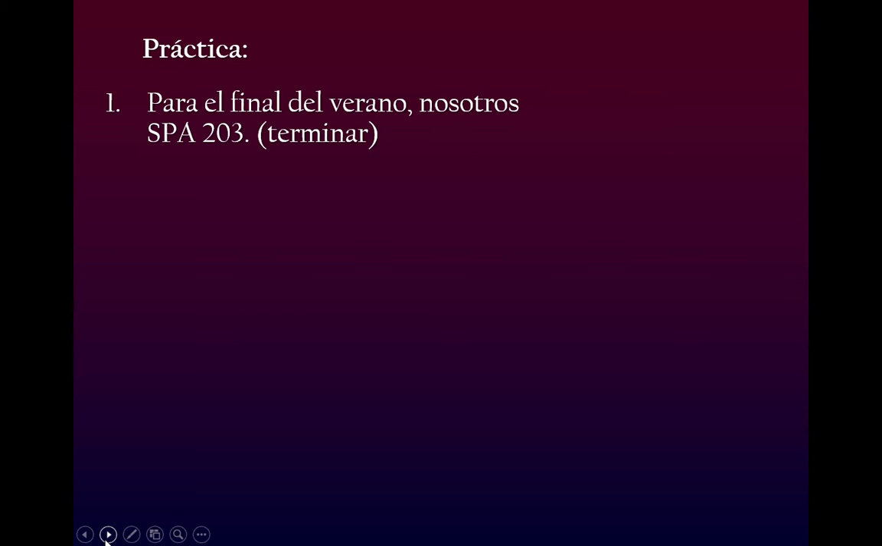what will we have done? We will have finished Spanish 203. So what's the we will have part? Well, we want the verb haber, H-A-B-E-R, but we want in the future form for nosotros, that would be habremos. And then the past participle terminar would be terminado. So we will say, para el final del verano, nosotros habremos terminado Español 203. We will have finished Spanish 203.